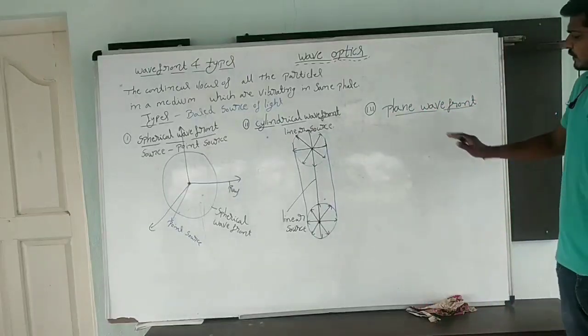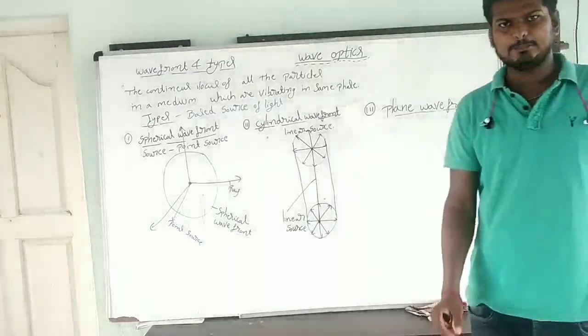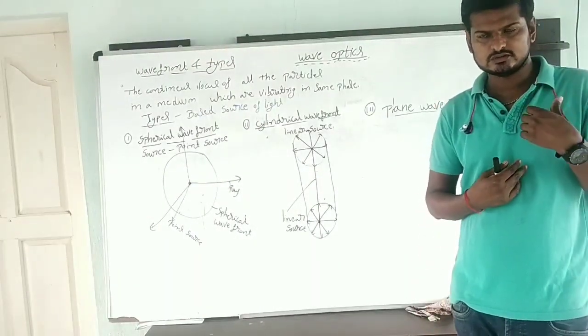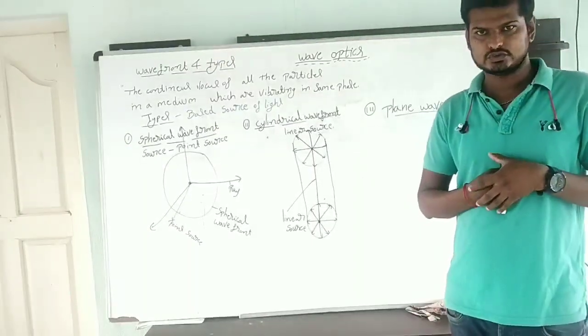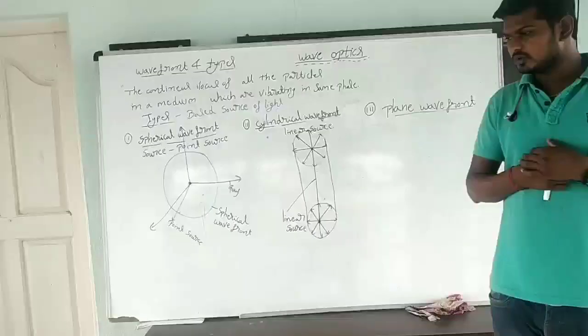Next come to the plane wave front. Here the plane wave front is really simple. See here, when you are going to take a surface, for example, I am going to take a surface. How is it going to look when you see it from the surface? Point source. Yes, no? That is going to look like a point source.